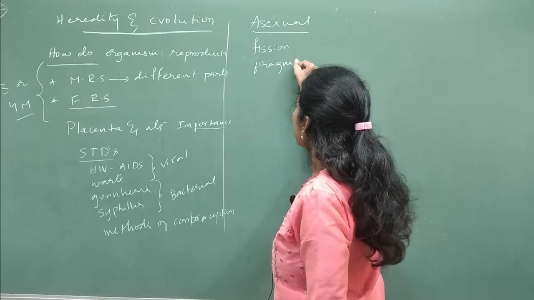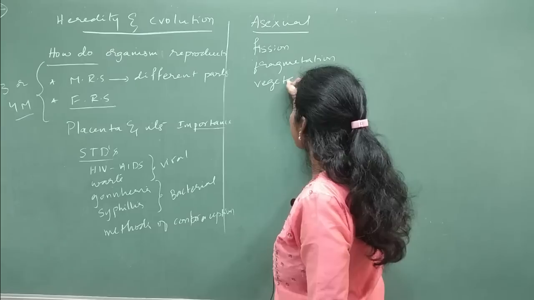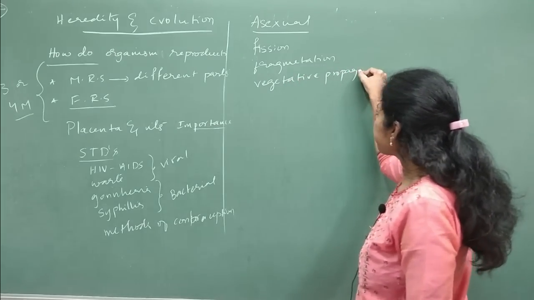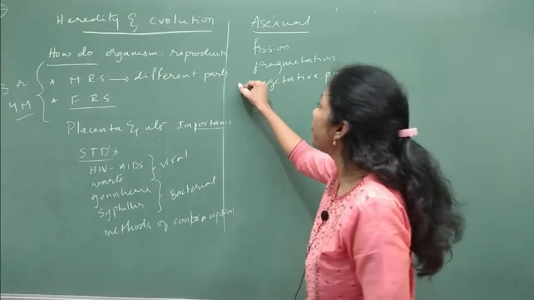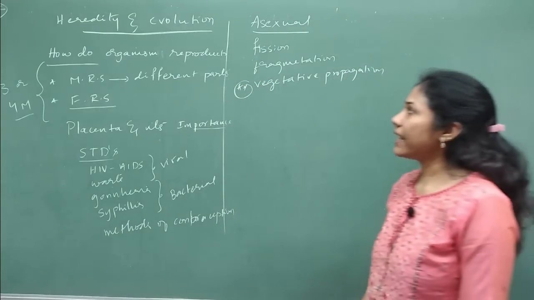Fragmentation, and most importantly, vegetative propagation. So the importance of vegetative propagation they may ask you. So this question is also very important. So these are some important aspects of how do organisms reproduce.